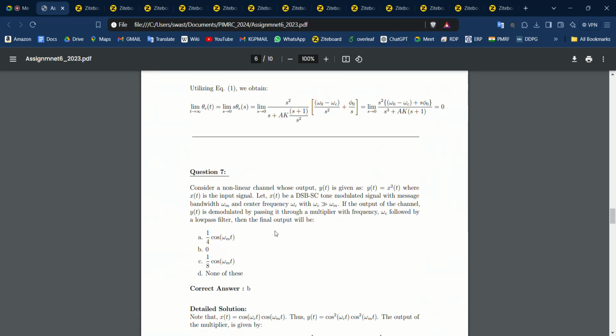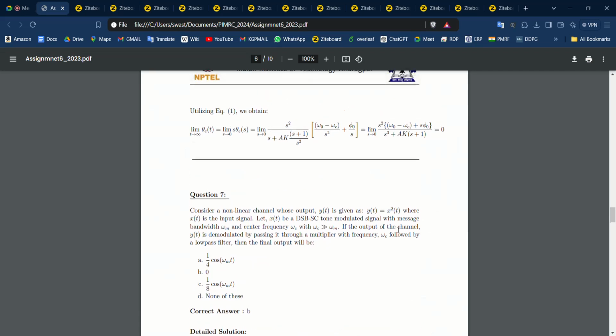Now for question 7, consider a nonlinear channel whose output y(t) is given as y(t) equal to x squared(t), where x(t) is the input signal. Let x(t) be a DSB-SC tone modulated signal with message bandwidth omega m and center frequency omega c. If the output of the channel y(t) is demodulated by passing it through a multiplier with frequency omega c followed by a low pass filter, then the final output will be what. So x(t) is DSB-SC with message bandwidth omega m and carrier frequency omega c.